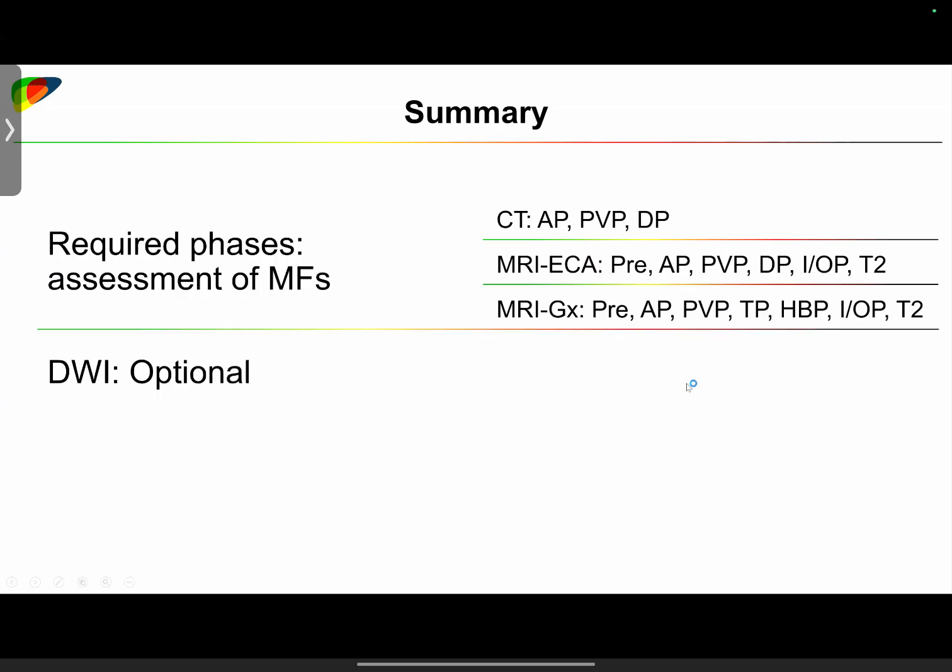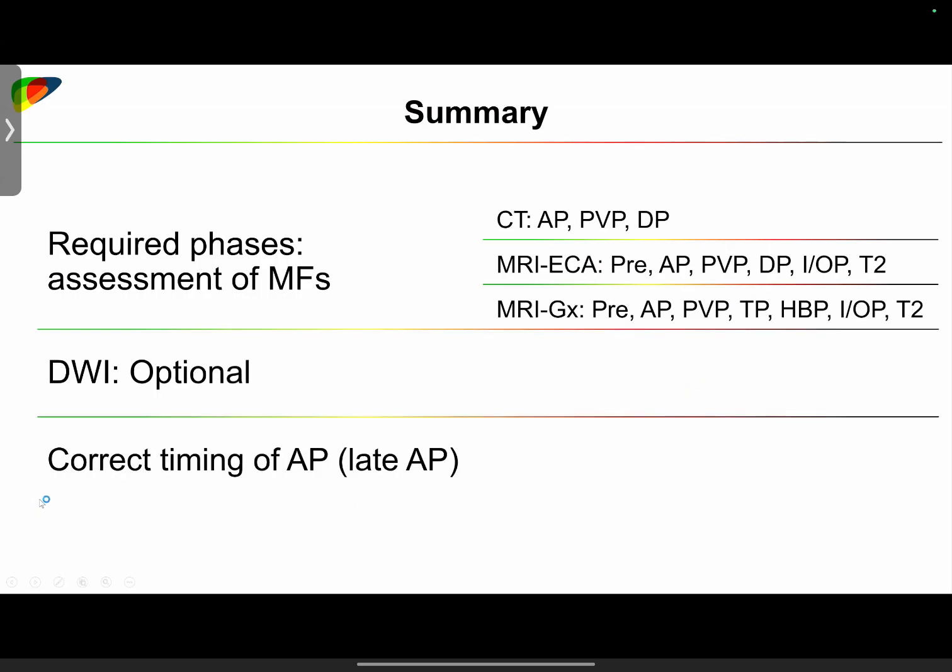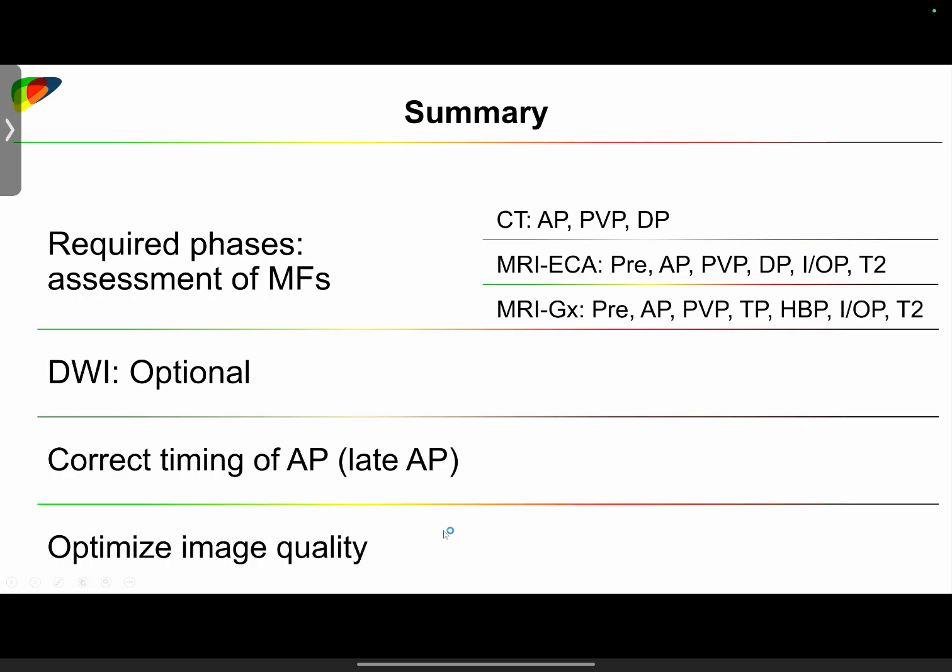DWI is optional but strongly encouraged. And it's very important to have correct timing of arterial phase. We really want late arterial phase for assessment of our cases. And really invest in optimizing image quality because it will make a lot of difference.